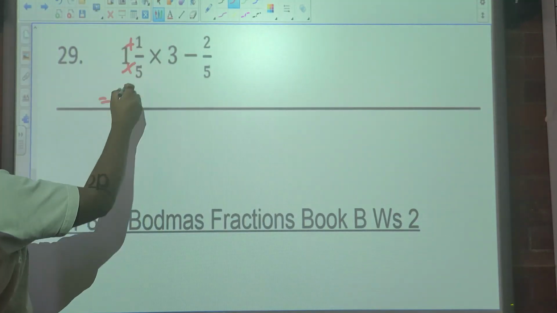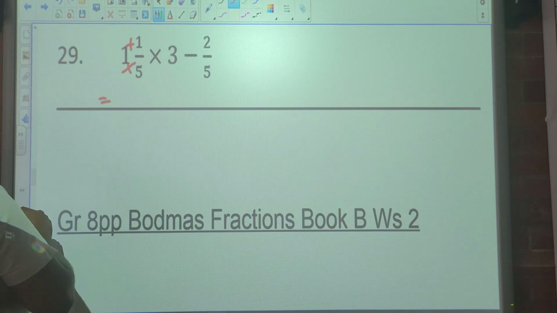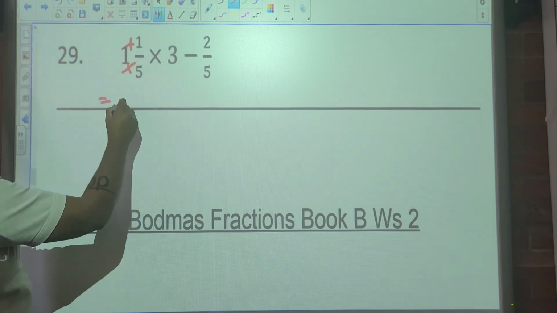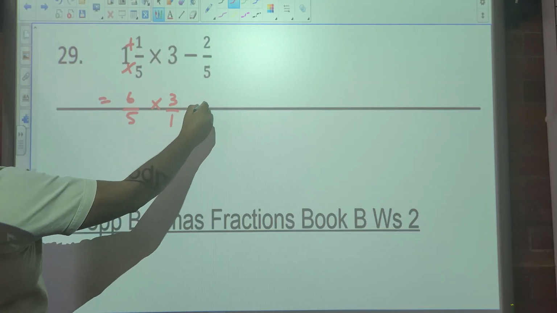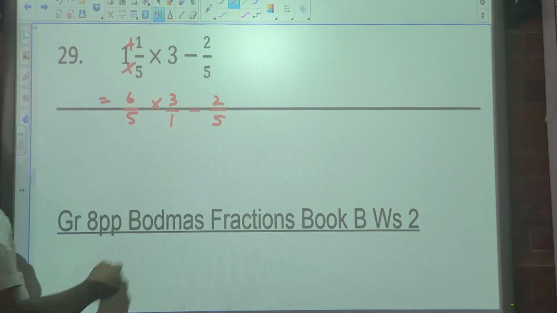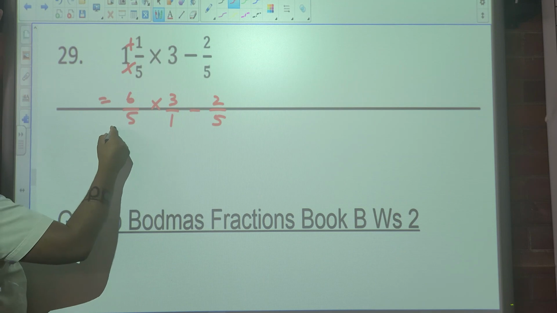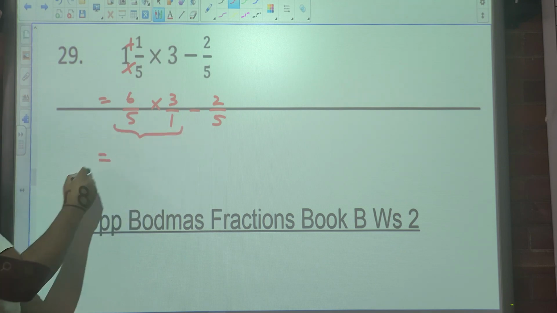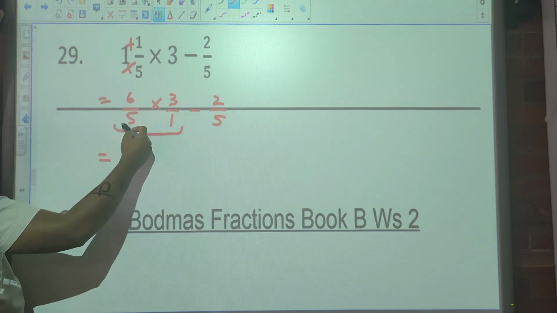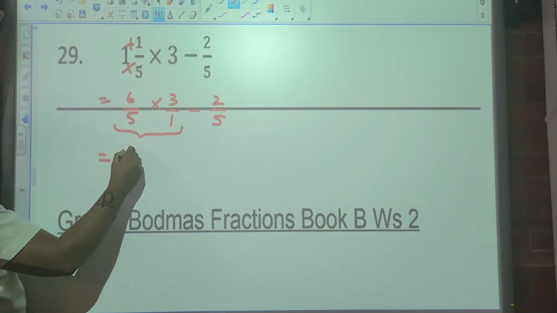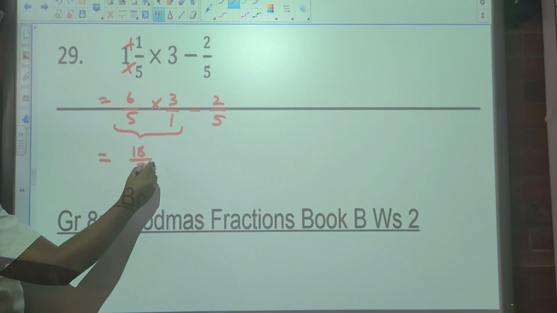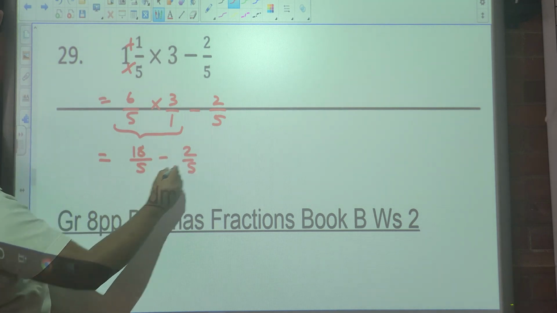Improper fraction. So 5 multiplied by 1 is? Plus 1 is? 6. So 6 over 5 multiplied by 3 over 1 minus 2 fifths. Again, what do we have to do first? Multiplication. Is there anything you can cancel here? No. 6 multiplied by 3 is? 18 over 5 minus 2 over 3.